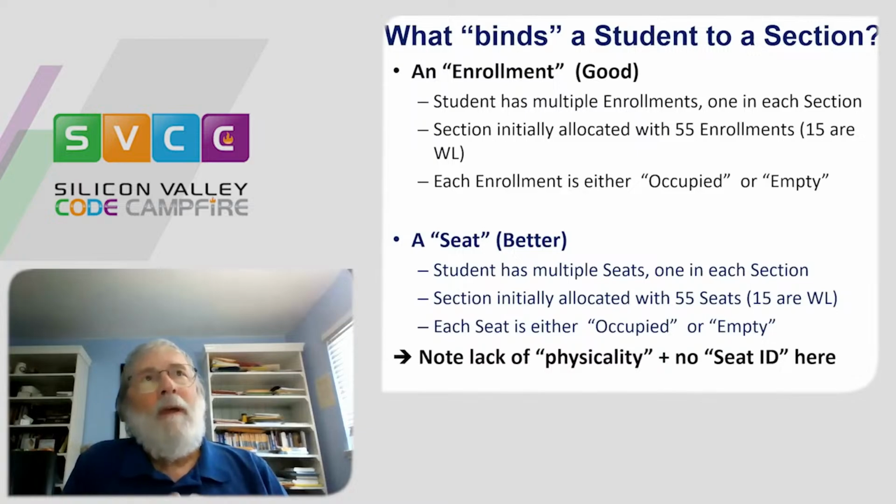We use the word seat as the thing that binds a student to a section, but notice it's not a seat like you define in an airline, where the seat would have a unique ID like seat 44A, and have a unique cost and have an assigned student. A student sits in a seat, but a seat in the enrollment application is an abstraction. It's not a physical reality.